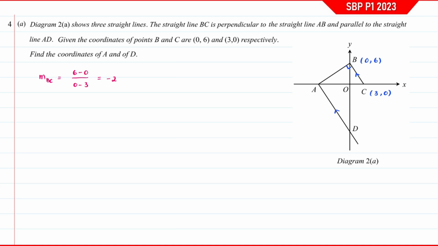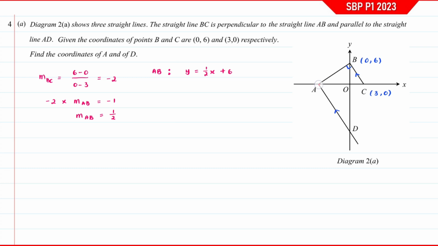As BC is perpendicular to AB, when we take the gradient of BC, which is negative 2, and multiply it with the gradient of AB, the answer will equal negative 1. Therefore, the gradient of AB is equal to positive 1 over 2. The point B is the y-intercept for the straight line AB, which is the c. Therefore, the equation of the straight line AB will be y equal to 1 over 2 x plus 6.